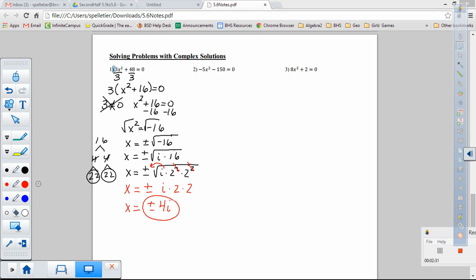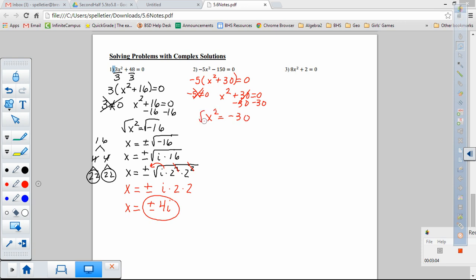We're going to take the second example, and we're going to do the same thing. Okay, we're going to divide out the negative 5, and that's going to give me x squared, and then it's going to give me positive 30 equals 0. And again, that negative 5 does not equal 0 as a factor, so we're done. x squared plus 30 equals 0. Move the 30 to the other side. x squared equals negative 30.